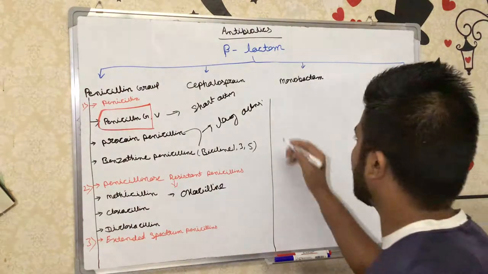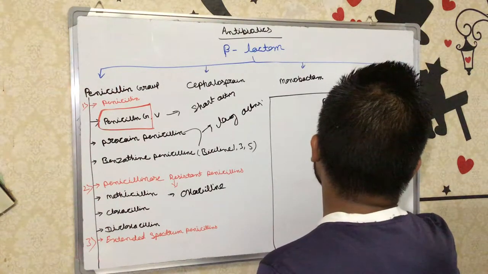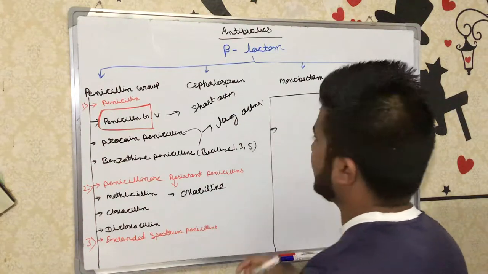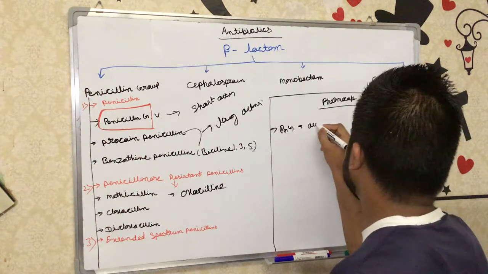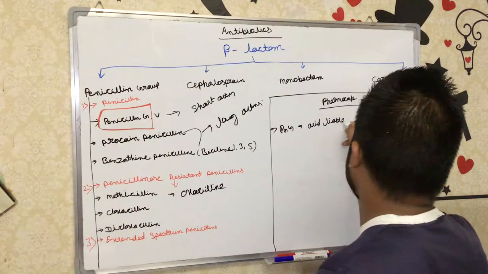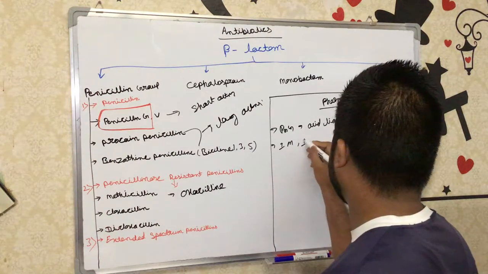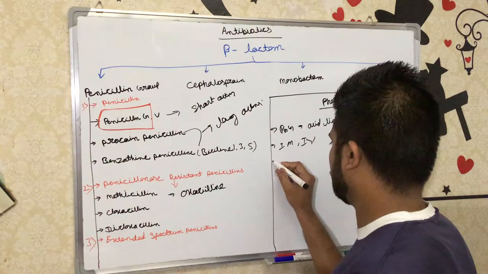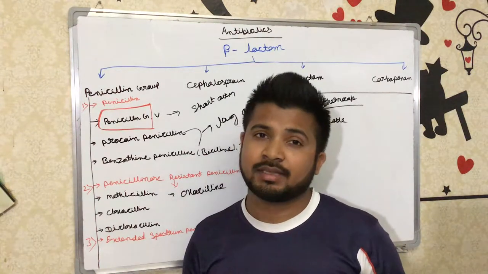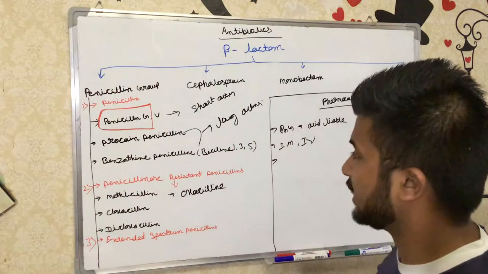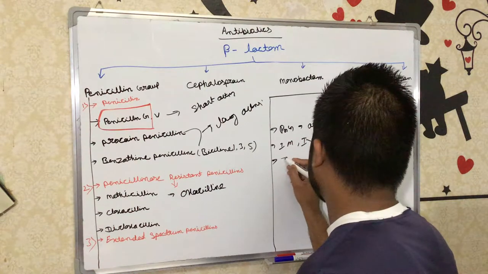So let's first talk about the pharmacokinetics. As I said, penicillin G is acid labile, meaning it can be destroyed in acid. That's why we use it mainly IM or IV. After that, about metabolism and excretion, it has fast metabolism because it is very short acting, and it is mainly excreted by tubular secretion.